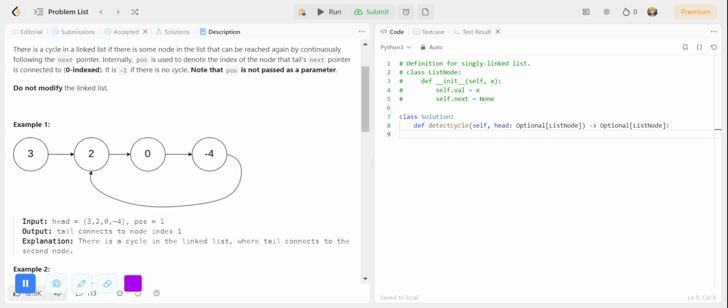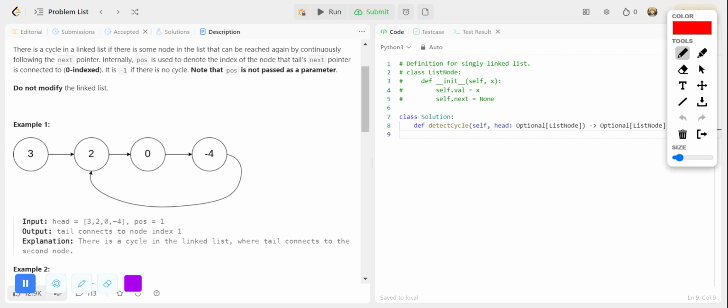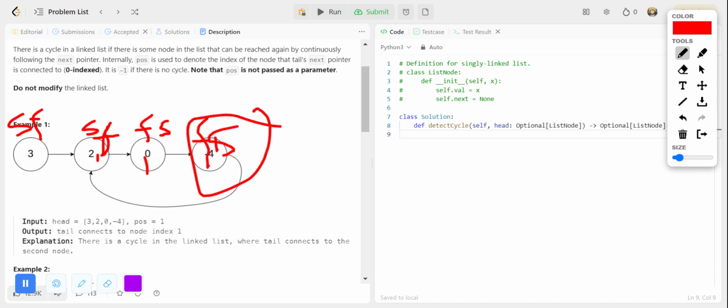First, you need to know where they meet. For this example, let me show you. The slow and fast were initially pointing to the head. The slow moves one step, and the fast moves two steps. Then when the slow moves again, the fast moves two steps to this position. When the slow is at this position, the fast moves two steps and is at this position too. As you can see, this node is where they meet, right?